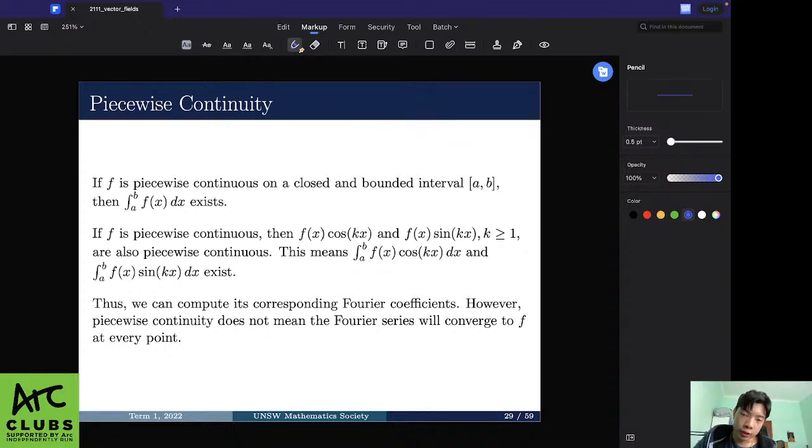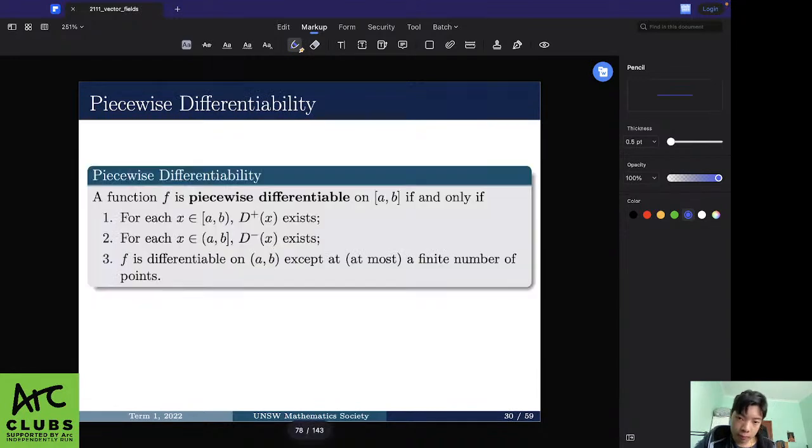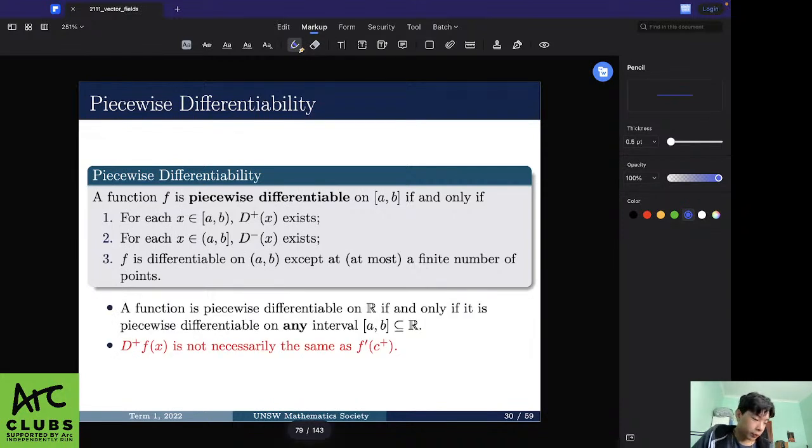So we need a stronger condition to make sure that it will converge, and this is called piecewise differentiability. It's very similar to piecewise continuity, except it's just a left-hand derivative exists and a right-hand derivative exists, and it's not differentiable on at most a finite amount of points. So we have a similar theorem. If a function is piecewise differentiable on all of R, we can take any subset of R, and in that range, it will be piecewise differentiable as well.